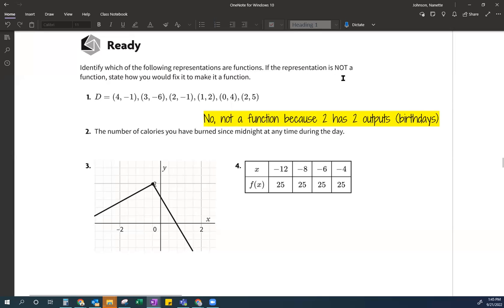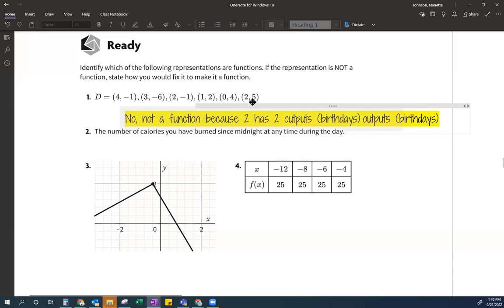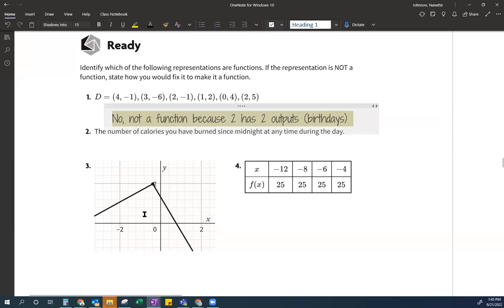If the representation is not a function, how would you fix it? Oh, no, I didn't do this part. So how would you fix this one to make it a function? I know this one you said is yes, right? So how would you fix this one?